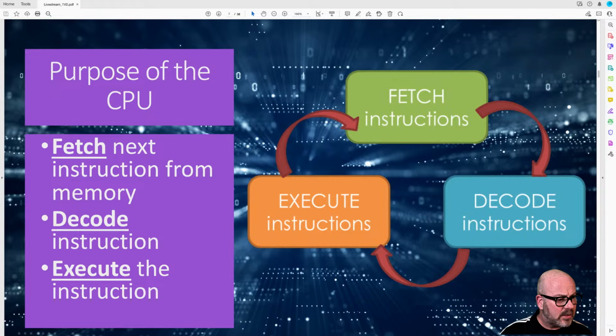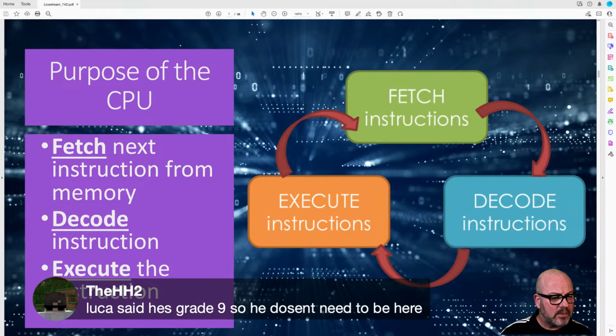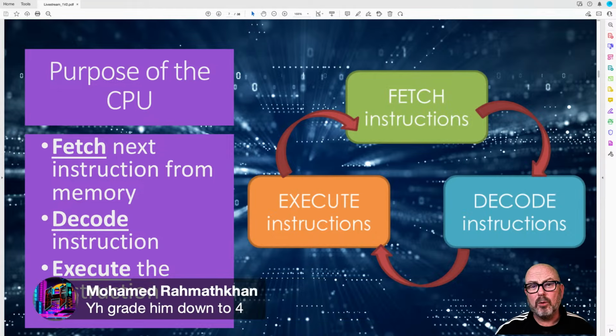Luca has said he's grade 9, so he doesn't need to be here. We'll soon see about that. Doesn't need to be here. Yeah, I'll give him a 4 for the mock. It's the only solution, just to see his face. That could work quite well, couldn't it?